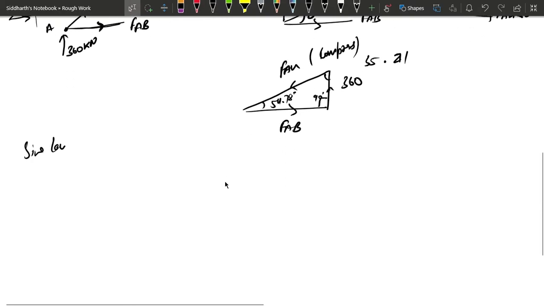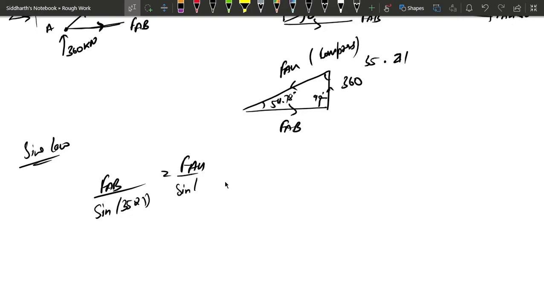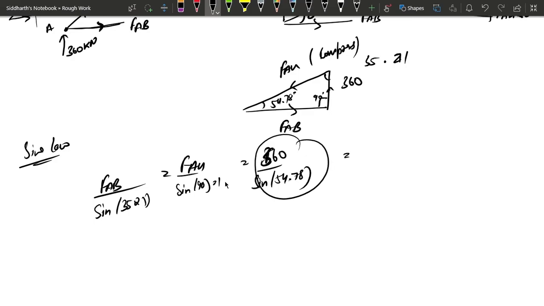After solving, we will be using the sine law. We know the sine law: force in AB divided by sine of 35.21 is equal to force in AH divided by sine of 90, which is equal to 1, and then we have 360 divided by sine of 54.78. So we can solve this and find the value. This whole value comes out to be 440.66. Then the force in AH will be 440.66, and this is compressive.